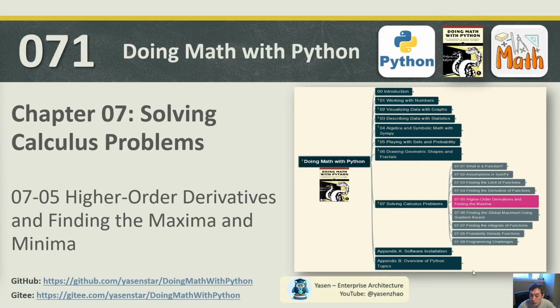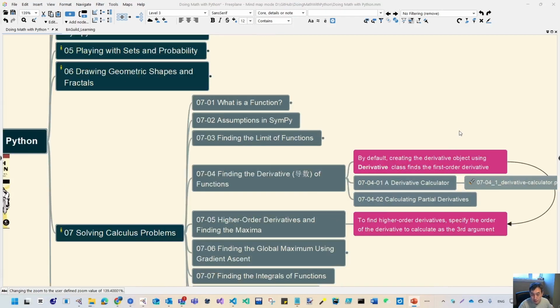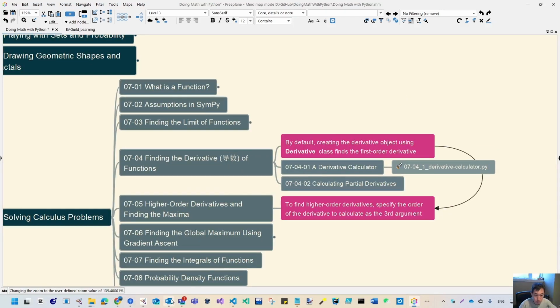Let's continue to the next subchapter, talking about higher order derivatives and how to try to find the maxima. That is where the concept is coming from, going deeper from section 7.4. So let's see from the mind map. I give you these two sentences, which are in the book, and you can find the relationship.